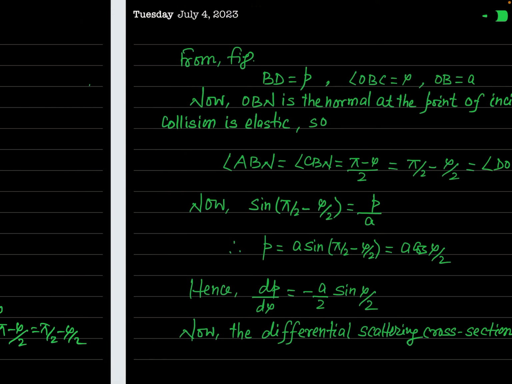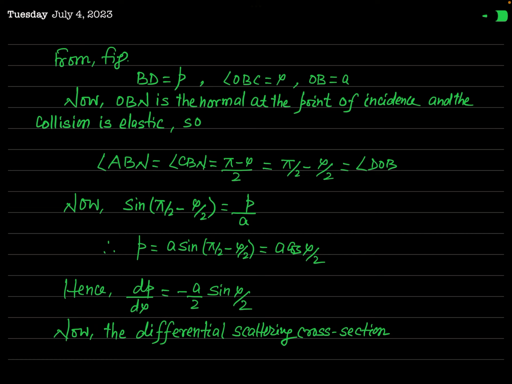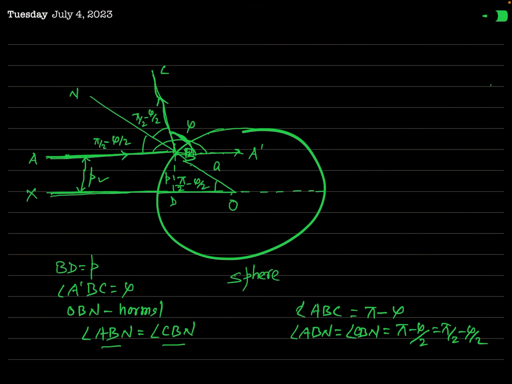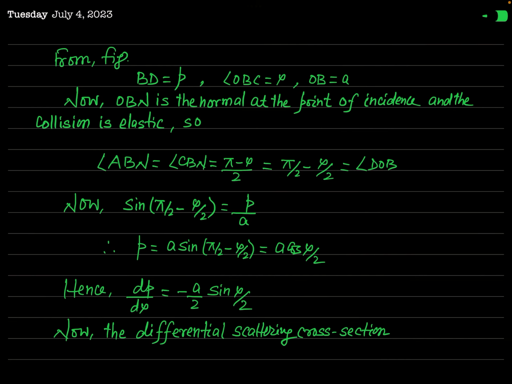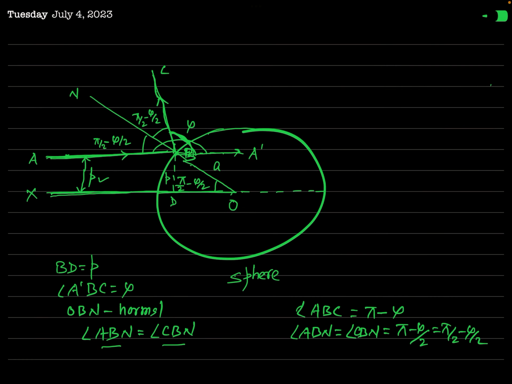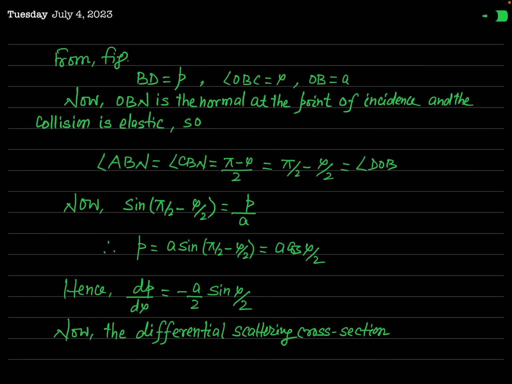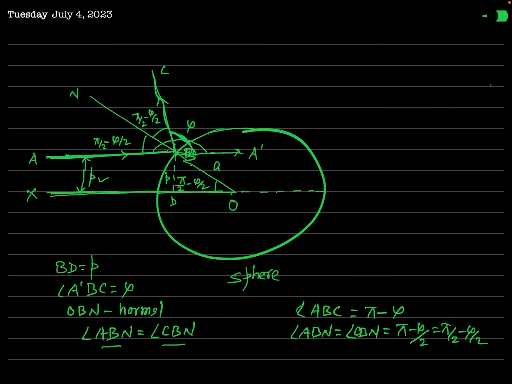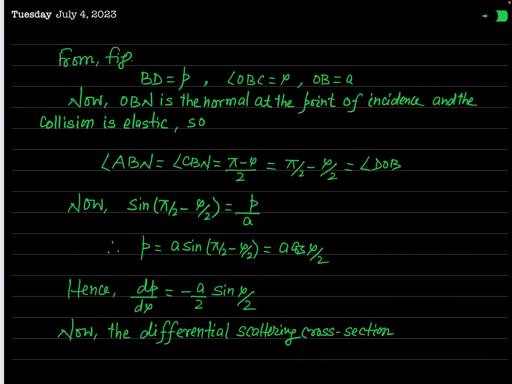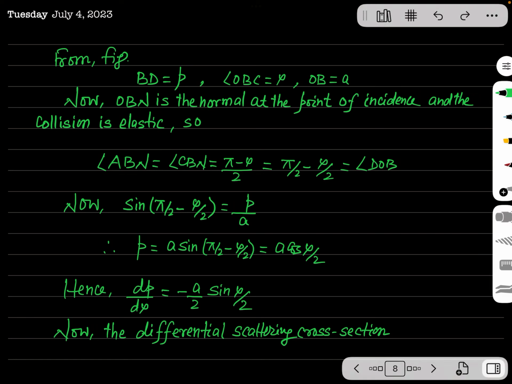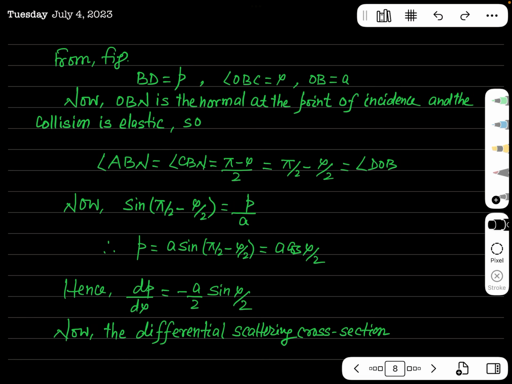Actually, I have calculated here wrongly, because you can see this is angle ABN and CBN, and this calculation is correct. But this is angle DOB. This is correct, but in this figure I have written this wrongly. Angle OBC should not be OBC, but A dashed BC. This is A dashed BC.